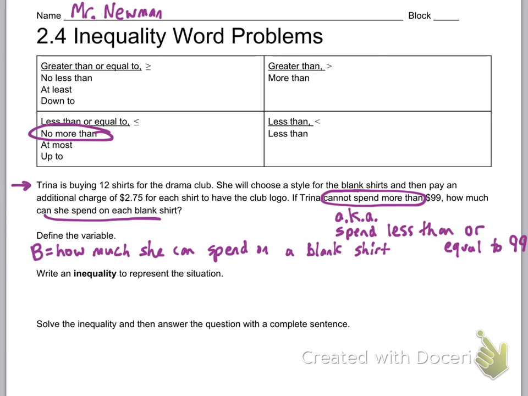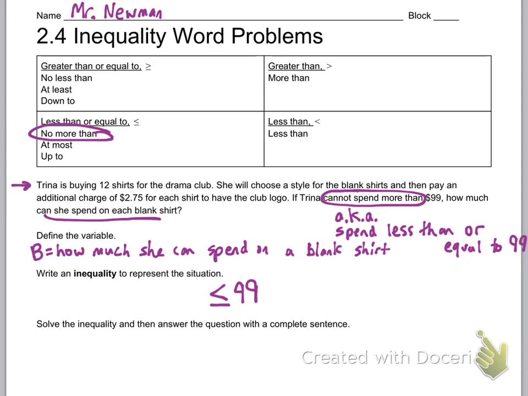So let's start with that. We know that it's got to be less than 99, and can it be equal to? Well, it says cannot spend more than. If she spends $99, she's not spending more than, so yes, it can be "or equal to." So we've got less than or equal to 99 is how much she's allowed to spend, so we're going to put that on the right side.